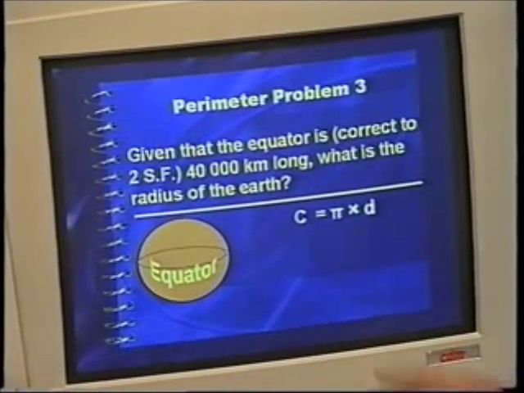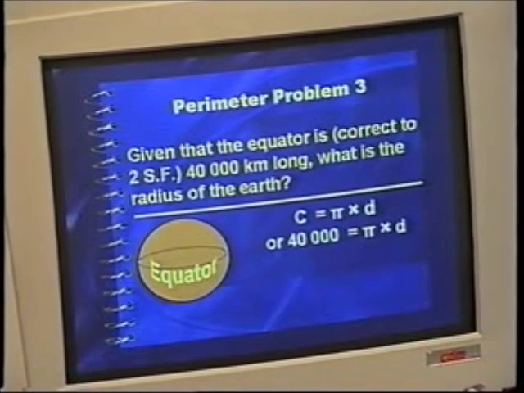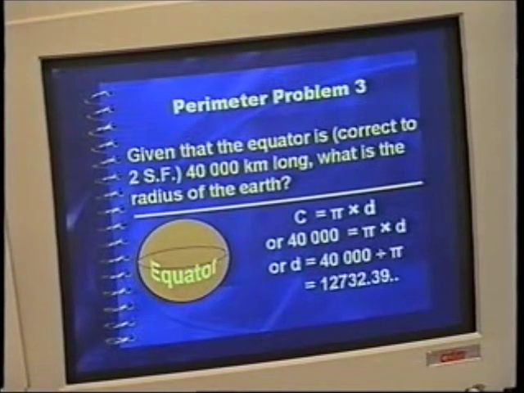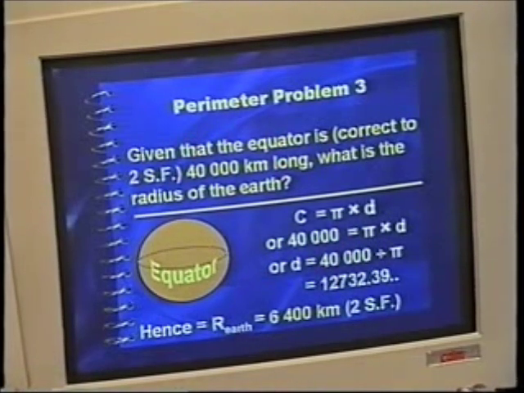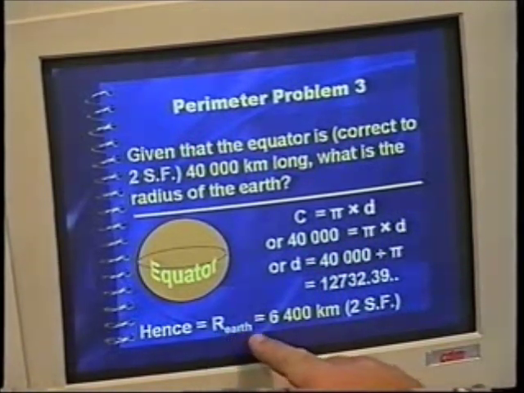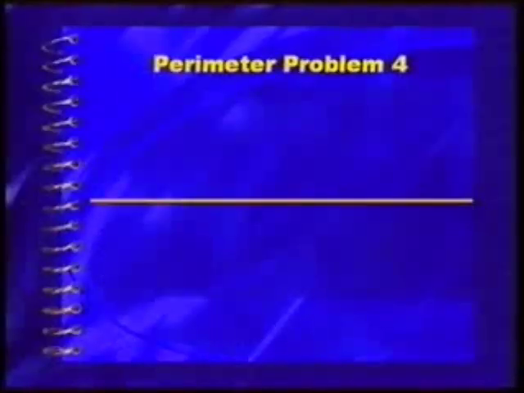Here we go. We know that the circumference is pi times the diameter. We know that the circumference is 40,000. We can now work out what the diameter is by dividing 40,000 by pi. We get approximately 12,732. If you now half that and round it correctly to 2 significant figures, you should get 6,400 kilometers. So that is the radius of the Earth, and that's how it is normally written, R with the little E at the bottom for Earth.